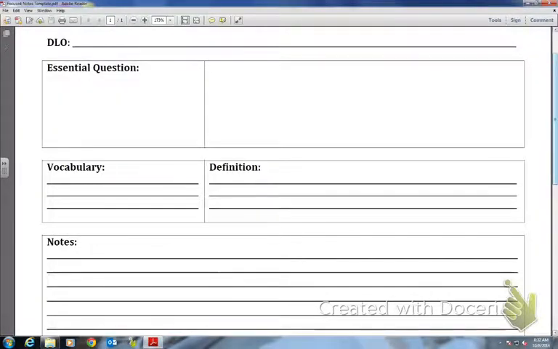All right, our DLO for today is I will learn how to graph lines in slope-intercept form.